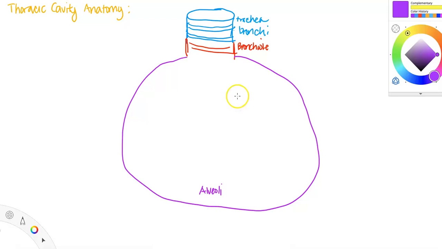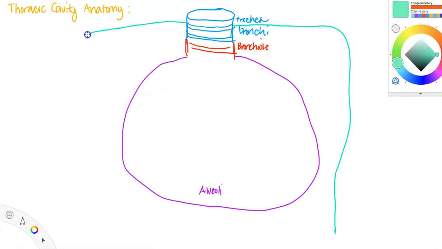All right. So we know, this is the lung. I know it looks weird, but the lung is in the thoracic cavity. So let's make a thoracic cavity. So we got the trachea that bifurcates and goes in there. I'm going to make a big thing here. Here's your thoracic cavity.